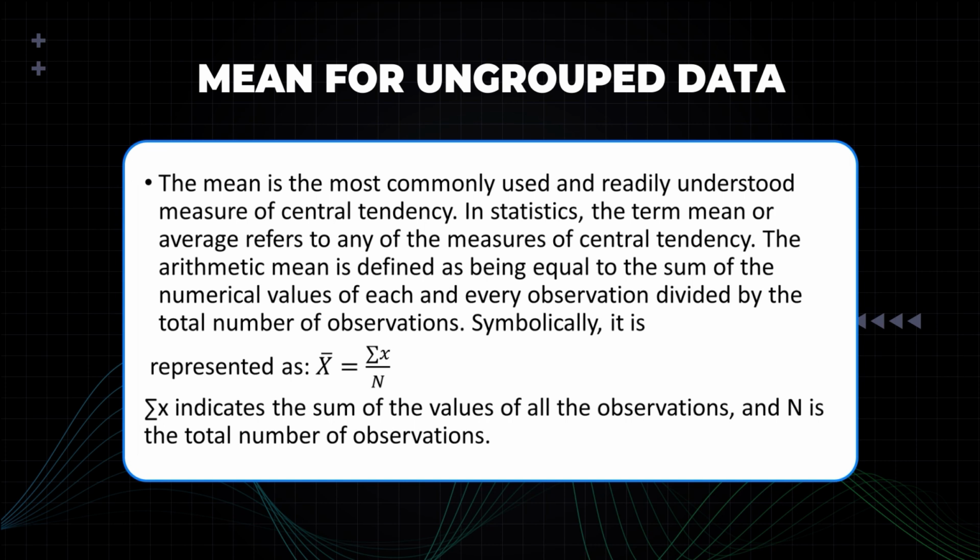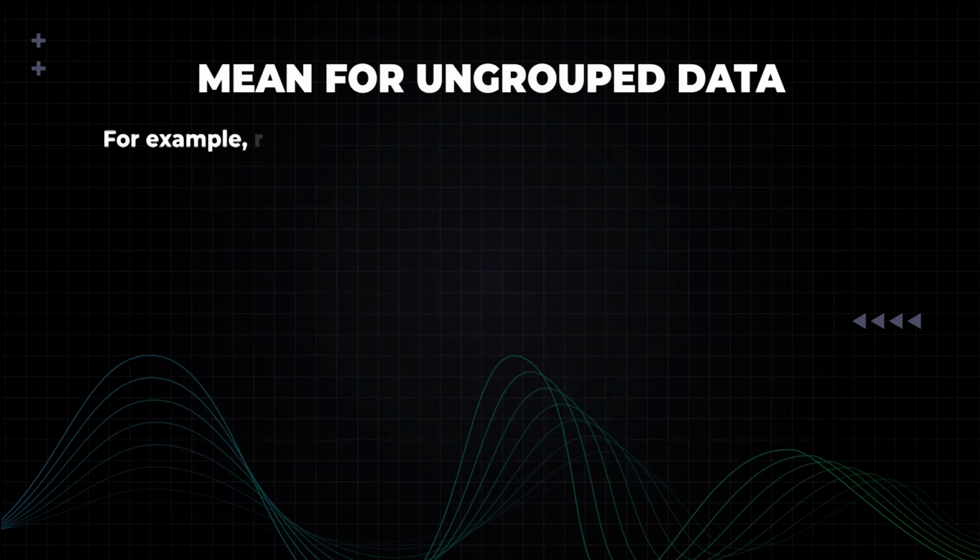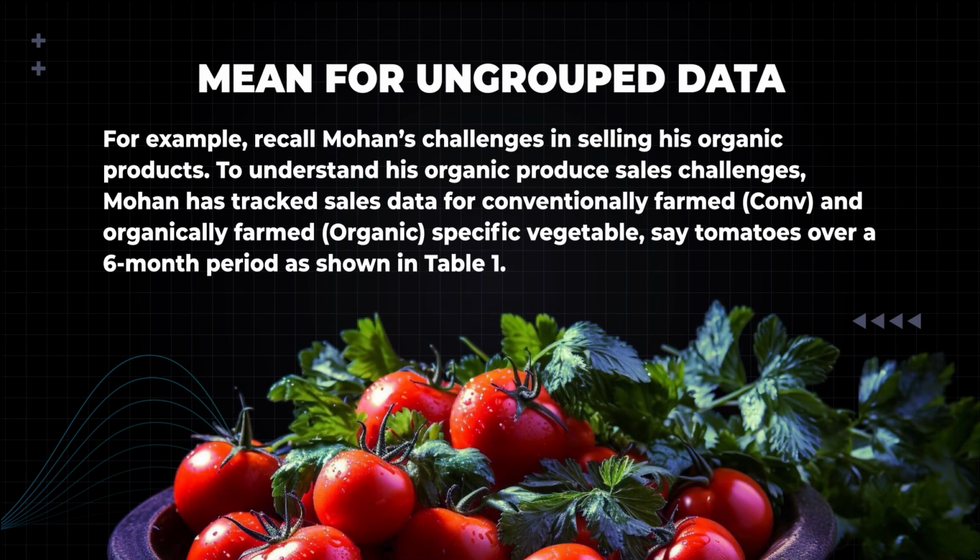Symbolically, it is represented as x bar is equal to summation of x divided by n, where summation of x indicates the sum of the values of all the observations and n is the total number of observations. For example, recall Mohan's challenges in selling his organic products. We already discussed this case in our earlier sessions.